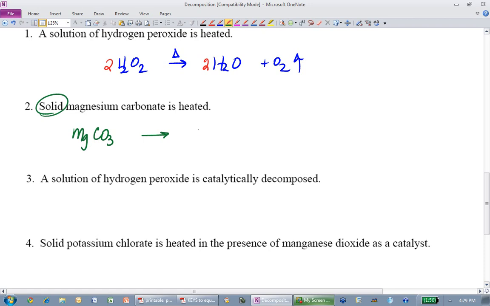So we're going to leave behind the metallic oxide, MgO. Make sure you get the right formula. And CO2, gas given off. And it comes balanced. Doesn't get much easier than that, folks.